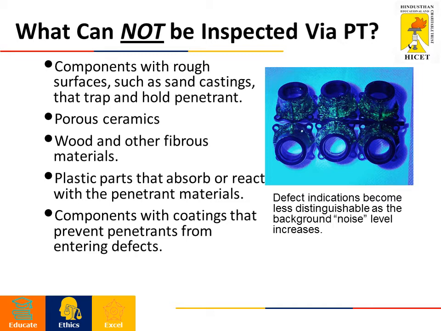But when the surface is in rough condition, we cannot find the discontinuity of the material. Also porous ceramics, wood and other fibrous materials, and plastic parts that absorb or react with the PT, or with coatings that prevent penetrant from entering the defect. That means if some coating is applied on the component, the penetrant will not be able to enter or stay on the surface. So these types of components we cannot test with the PT method.